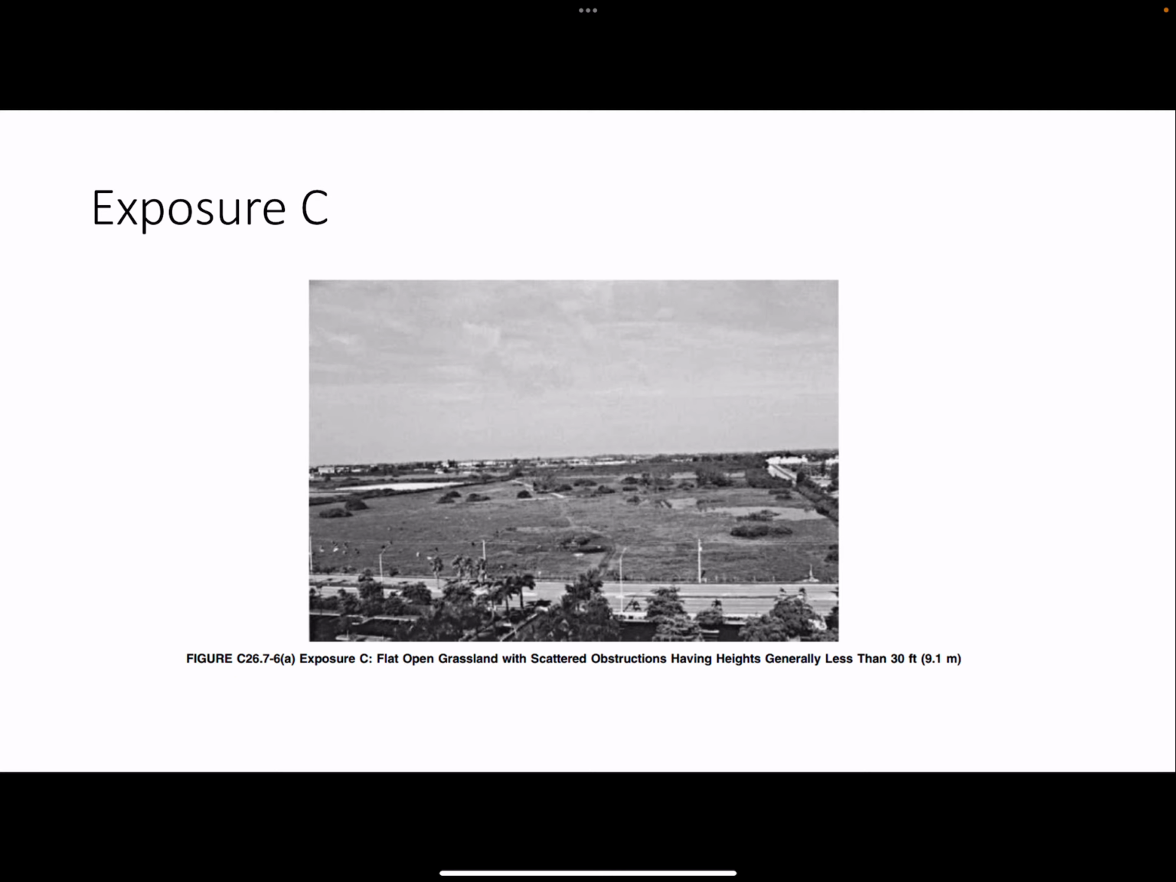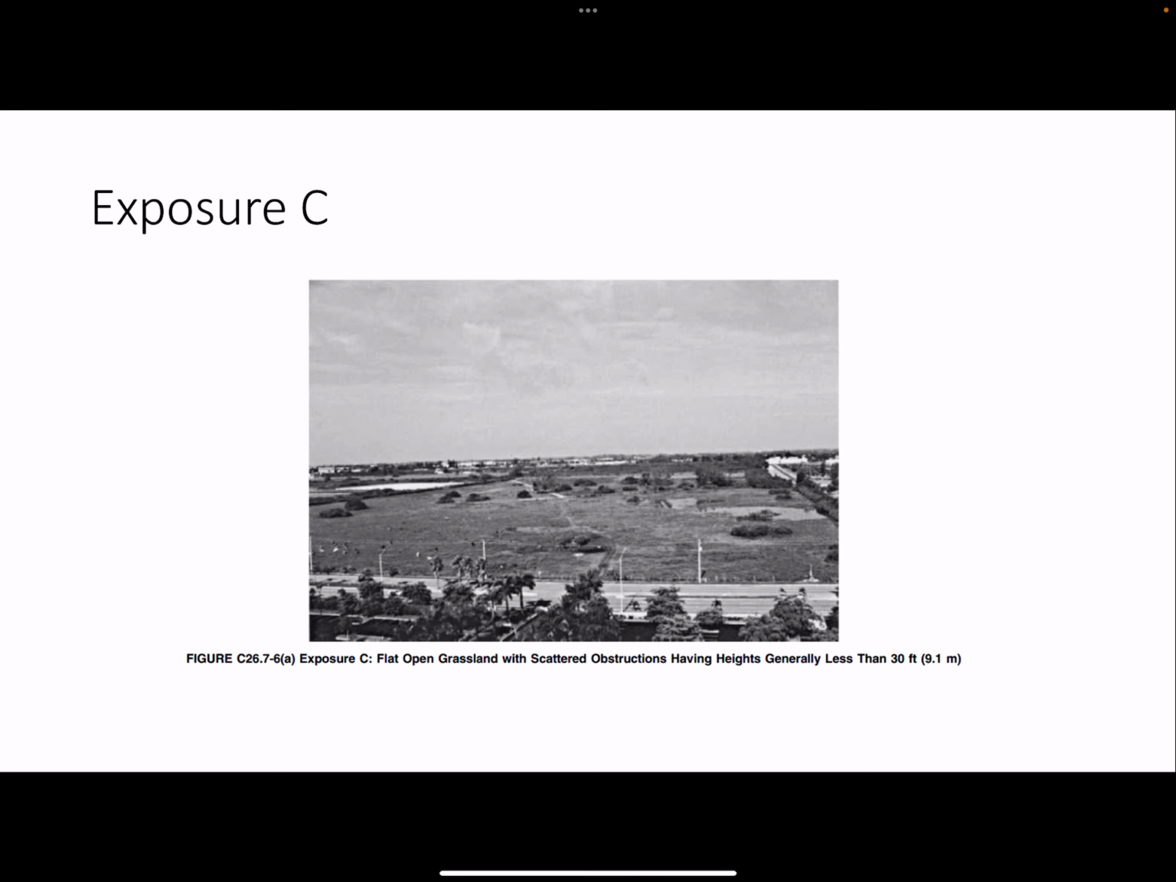Exposure C would be more wide open spaces. And I think where I left off was the fact that the city of Bozeman building code says use exposure C for all buildings in Bozeman. There really isn't a scenario in Bozeman where exposure D would apply, because exposure D is for flat open surfaces like open water or mud flats or ice. So all the open flat fields that you see around here would fall into the exposure C category.